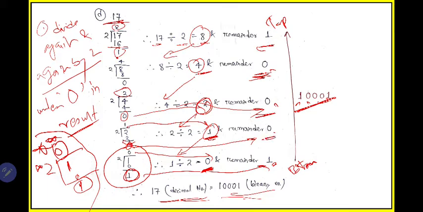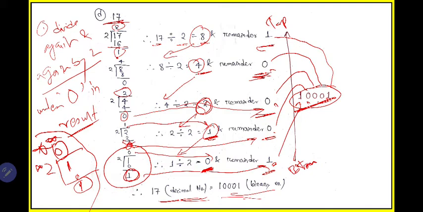And the last rule is, after the division is complete and you have got a 0 over here, start reading from bottom to top, not from top to bottom. From the bottom it will go like this, then the first one on top will come at the end. Then this number is equal to your decimal number. So 17 decimal number equals 10001 binary number. So this is the process of conversion.